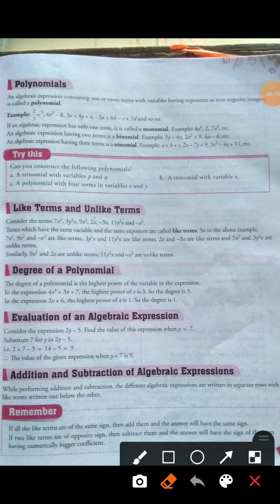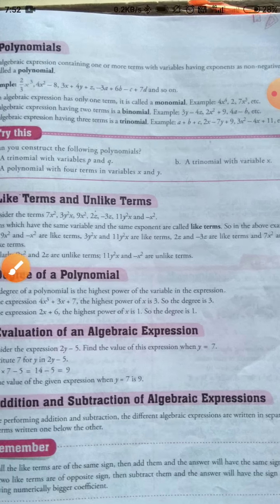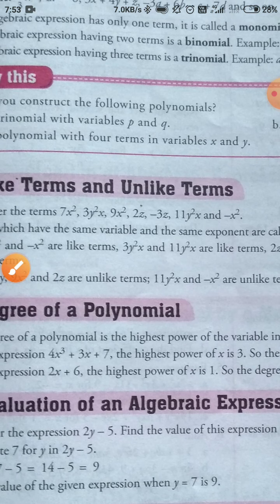So now moving ahead, what are like terms and unlike terms? Like terms are those which have the same variable and the same exponents, right? In this example, you can see various polynomials or algebraic expressions are given. Here you can see 7x square, 3y square x, 9x square, 2z, minus 3z, 11y square x, and minus x square.